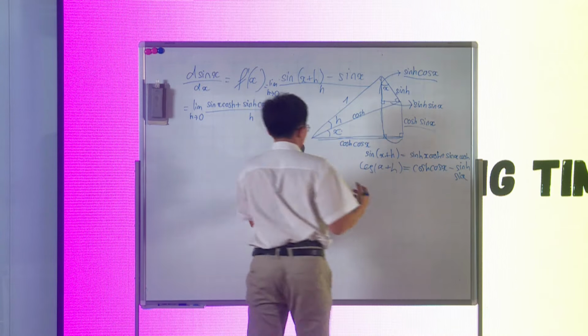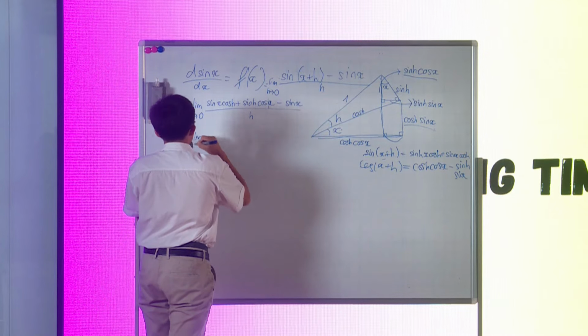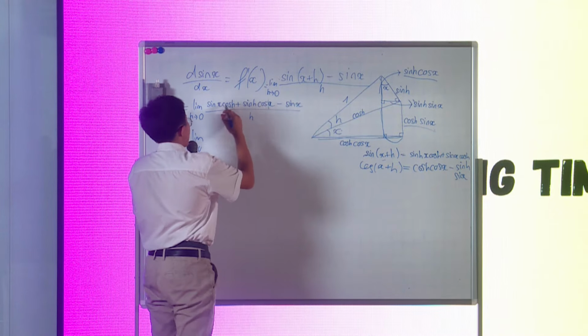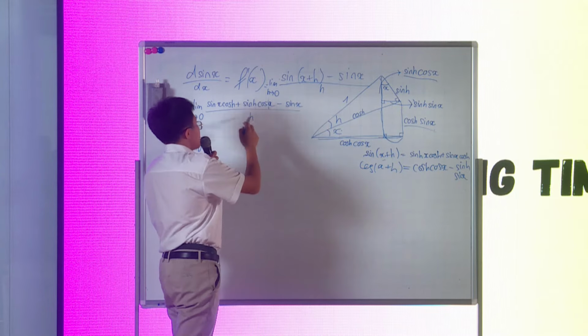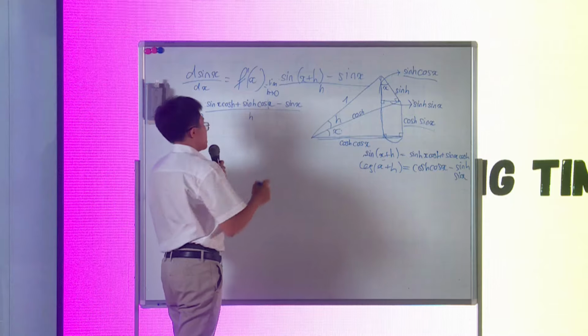So now I will replace this into the equation. So now we have the limit of h to 0 of sine of x cosine of h plus sine of x cosine of x and minus sine of x over h.